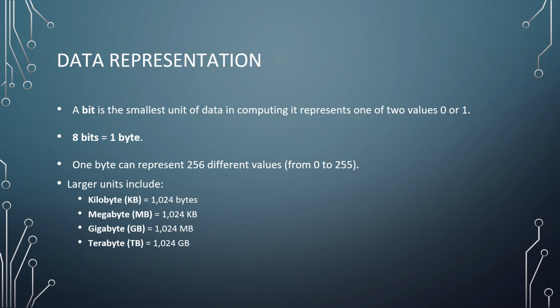Larger units include kilobytes, megabytes, gigabytes, and terabytes. The KB is equal to 1024 bytes. The MB is equal to 1024 kilobytes. The GB is equal to 1024 megabytes, and the TB is equal to 1024 gigabytes.